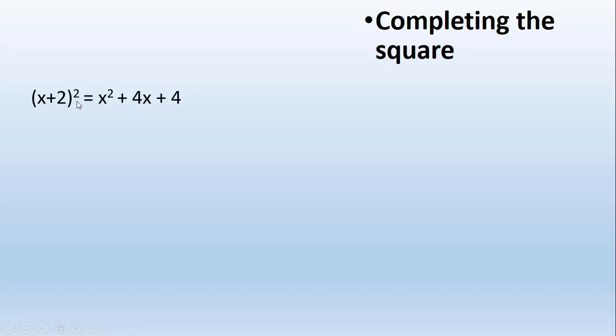This process we call expanding the bracket. Basically, what completing the square does is convert the right hand side to the left hand side. So how do we do this? Let's start with the right hand side: x squared plus 4x plus 4, which is exactly this. After we do the completing the square, we should get back these results. So how do we do that?